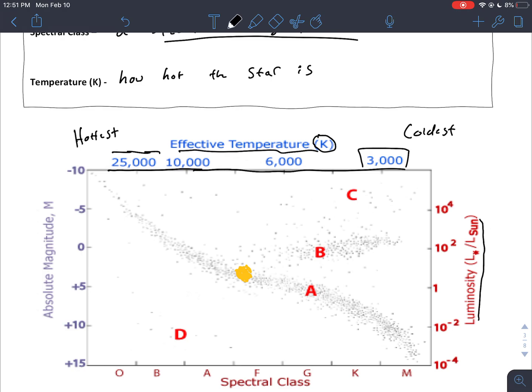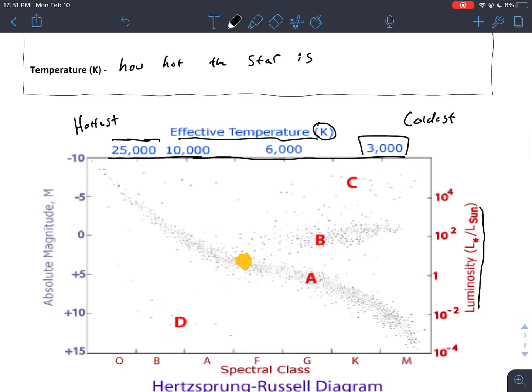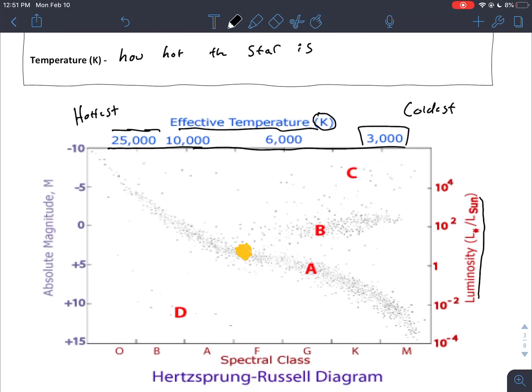It's about 3,000 Kelvin. So if you're looking for the hottest stars, they are to the left of the HR diagram. Right? And then the same idea for luminosity. Remember, we talked about luminosity, we talked about temperature. So if you're looking at luminosity here, the brightest stars are at the top.